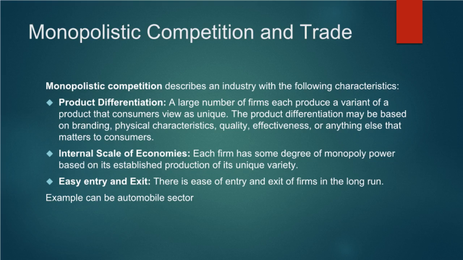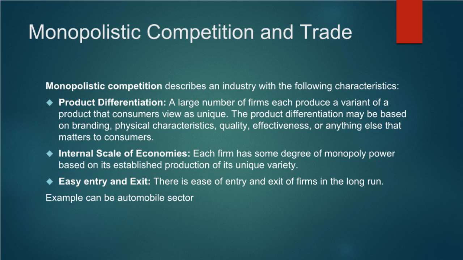Monopolistic competition describes an industry with three main characteristics. A large number of firms each produce a variant of a product that consumers view as unique. The product differentiation may be based on branding, physical characteristics, quality, effectiveness, or anything else that matters to consumers. Each firm has some degree of monopoly power based on its established production of its unique variety. There is ease of entry and exit of firms in the long run.